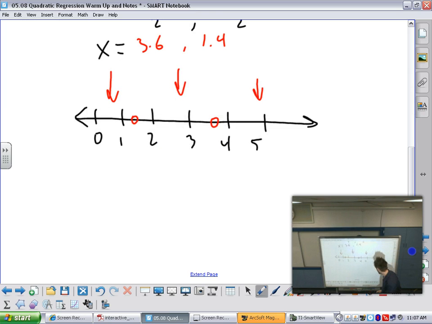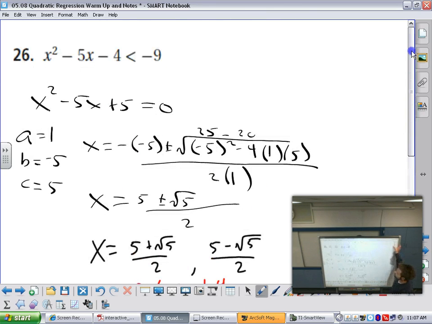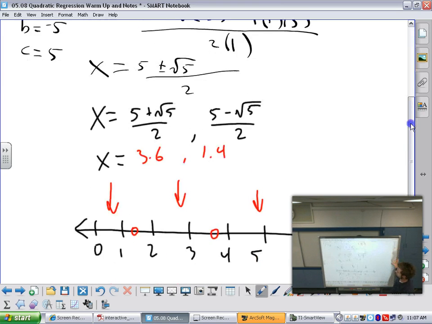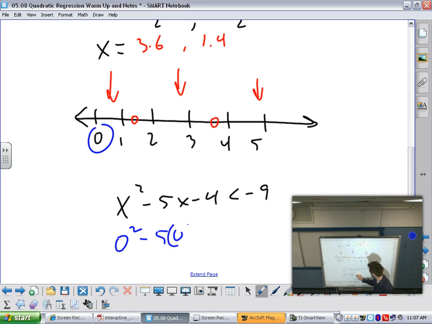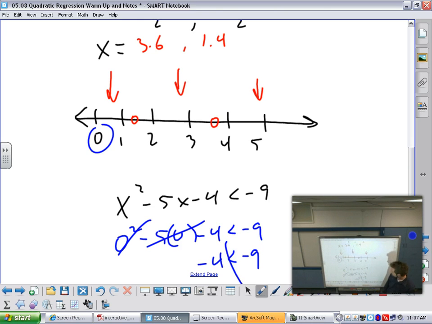So I'm going to go back up here, and my original problem was x squared minus 5x minus 4 is less than negative 9. And I'm going to plug in 0 as a test point. So 0 squared minus 5 times 0 minus 4 is less than negative 9. Goes away, goes away. Negative 4 is less than negative 9. No! So this area does not contain any answers.